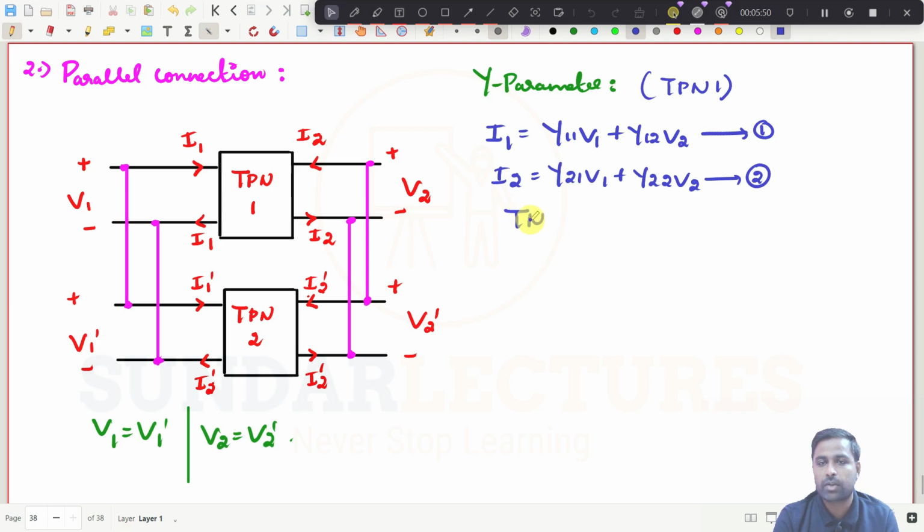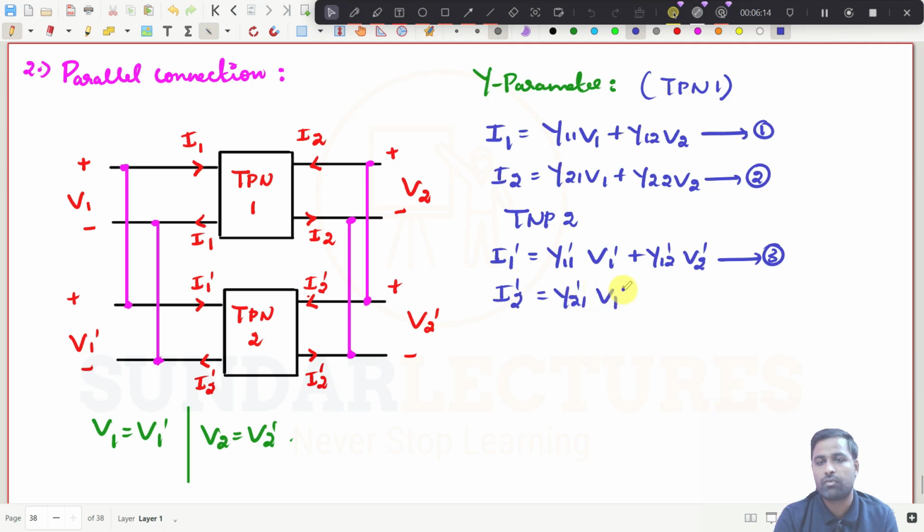For two-port network 2 now, this is I1 dash here. So I1 dash will be equal to Y11 dash into V1 dash plus Y12 dash into V2 dash. This is equation number 3, right? And then I2 dash will be equal to Y21 dash into V1 dash plus Y22 dash into V2 dash. So this is equation number 4, right?